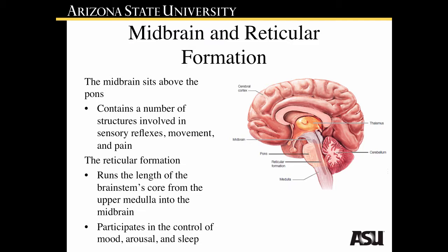Again, pretty primitive types of functions. But the reticular formation actually runs this long area here. So it's not just one compact component, but instead runs lengthwise here. The reticular formation actually extends from the brainstem's core, from the upper medulla into the midbrain. And again, for primitive functions, this participates in the control of things like mood, arousal, and even sleep.